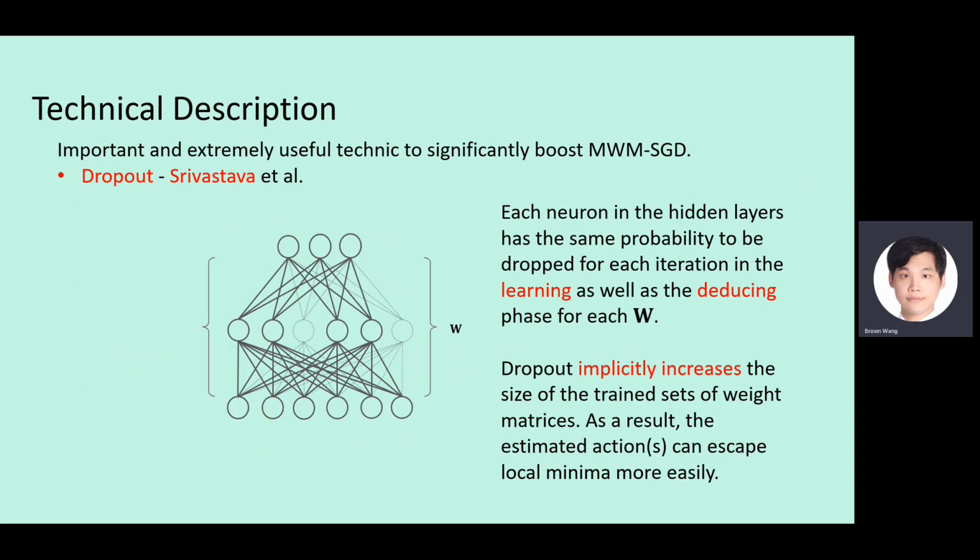And then we would like to introduce a very important and extremely useful technique to significantly boost NWN-SGD. That is dropout by Srivastava. Sorry if I didn't pronounce it right. Each neuron in the hidden layers has the same probability to be dropped for each iteration in the learning as well as the deducing phase for each set of weight matrices. Because dropout, in fact, trains a neural network ensemble in each learning iteration, dropout implicitly increases the size of the trained set of weight matrices. As a result, the estimated actions can escape local minima more easily.